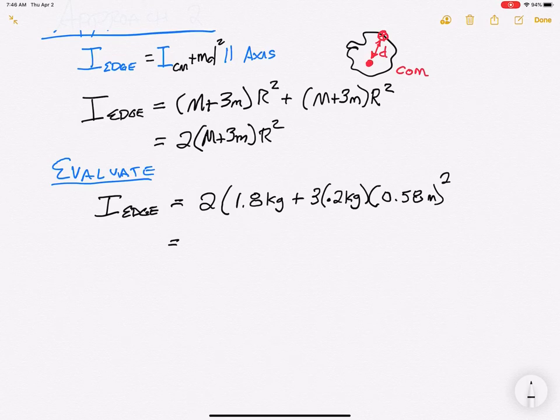Grab the calculator, plug numbers in. 2 times 0.58 squared times parenthesis 1.8 plus 0.6, and I'm getting 1.61 kilograms meters squared.